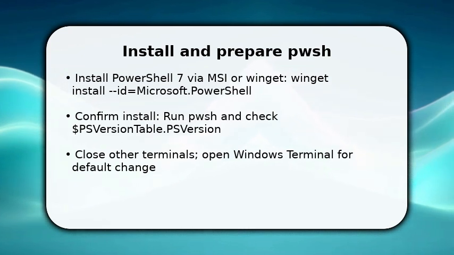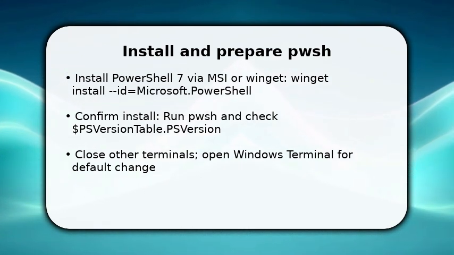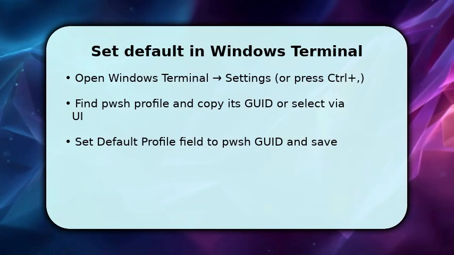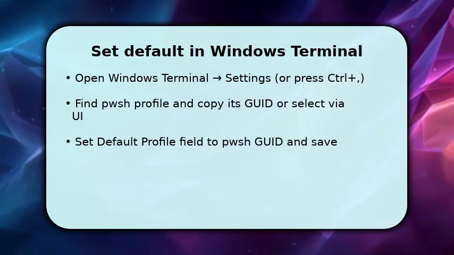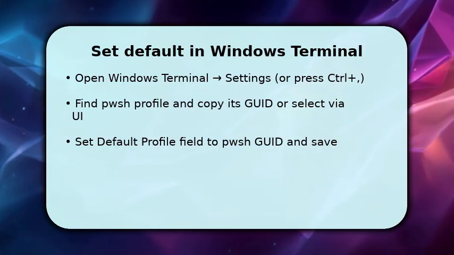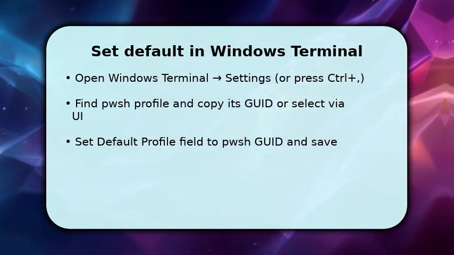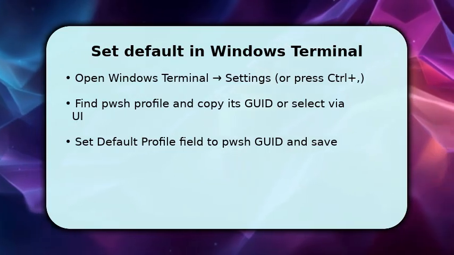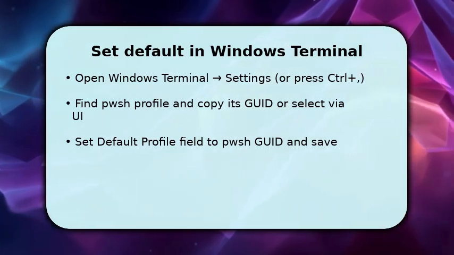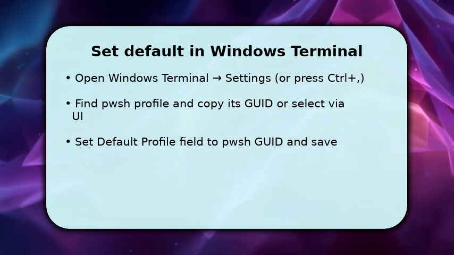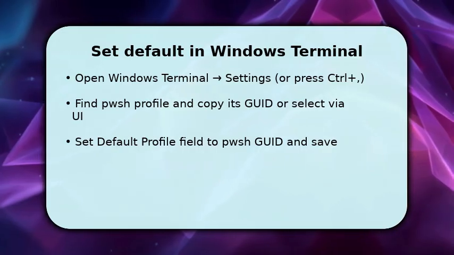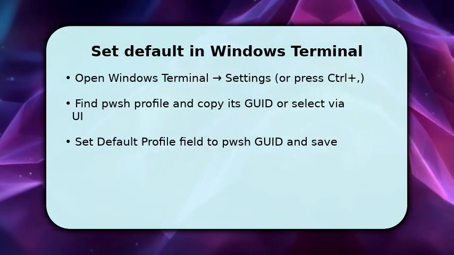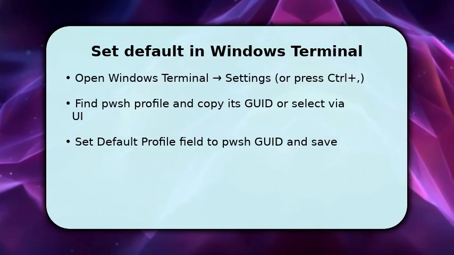You now change the default profile inside Windows Terminal. Open Settings and locate the PowerShell 7 profile in the Profiles list. In the UI, you can right-click or view details to see the profile GUID. Once located, copy that GUID. Then go to the Startup or Defaults section and paste the GUID into Default Profile, or select PowerShell 7 from the drop-down if available. Save or apply the settings.